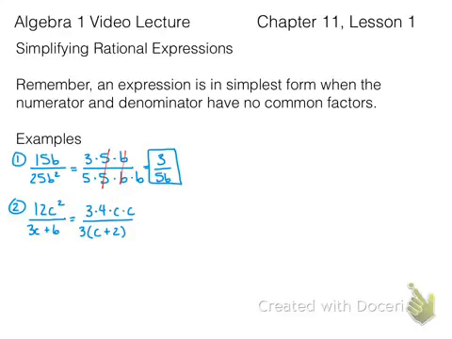So let's figure out what we can cancel out. In this case, it's only one thing. It's just the 3. And we're left with 4c squared over c plus 2. And that's it for that one.